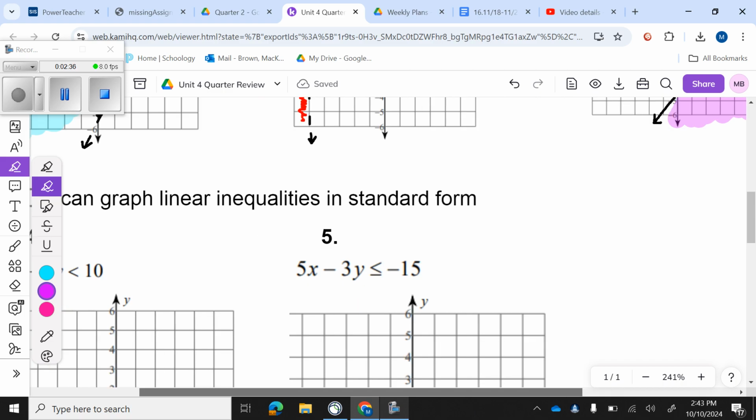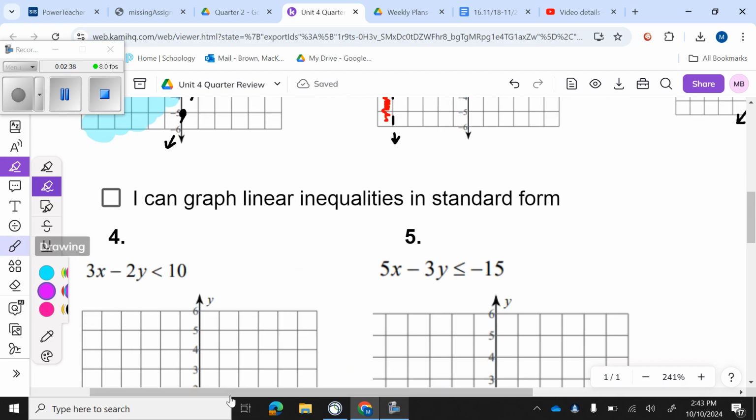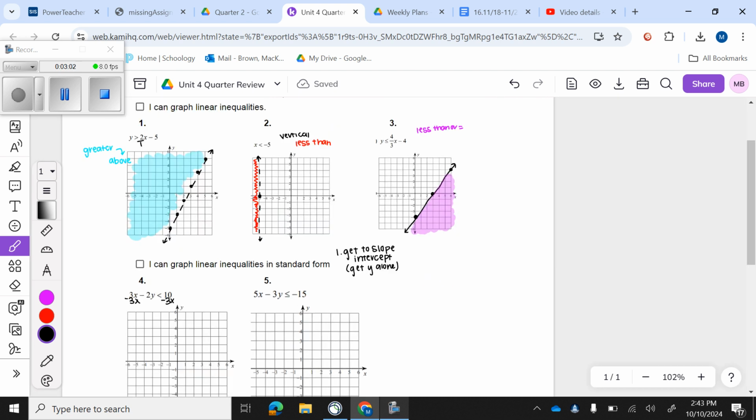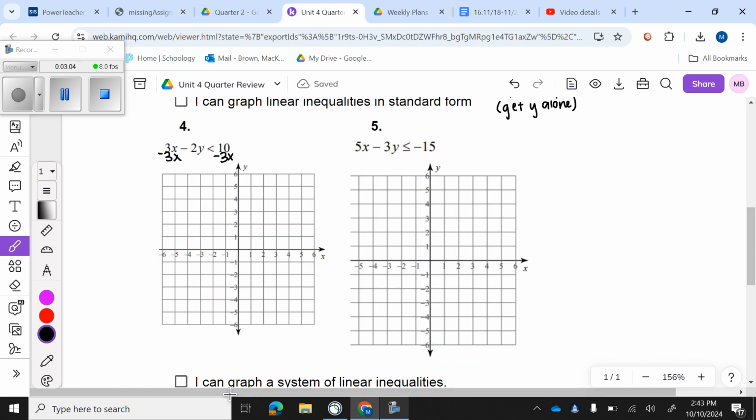All right, these guys are not in slope-intercept form. They're in standard form. So first thing I got to do is get them to slope-intercept, which means get the y alone. All right, so to get this y alone, I'm going to need to subtract 3x from both sides. These are not like terms, y'all, so I cannot put them together. But what I can do is rewrite this as a negative 2y is less than negative 3x plus 10.